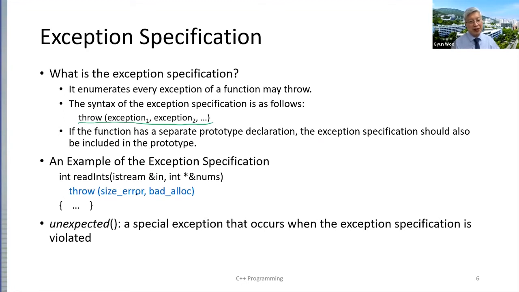For example, in your readings, you know that your readings may raise a size error or may raise a bad alloc error because of new, then you may specify readings throw size error and bad alloc. It means not always, but sometimes. And there is a special function which is called unexpected. This is a special function that is called when the exception specification is violated.